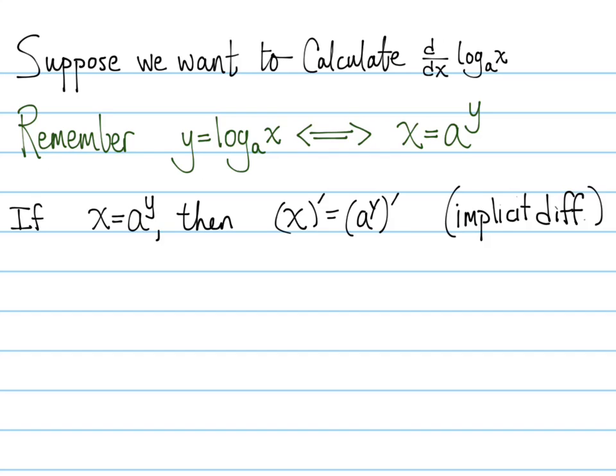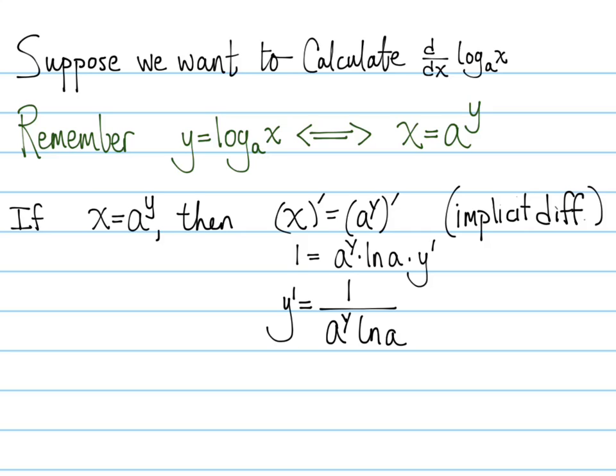So we're going to take the derivative of x, and we're going to take the derivative of a to the y. Well, the derivative of x is just 1, and the derivative of a to the y is a to the y ln a times y prime. Now, it's real easy. We're just going to solve for y prime by dividing both sides by a to the y ln a. So here we've got an expression for y prime.